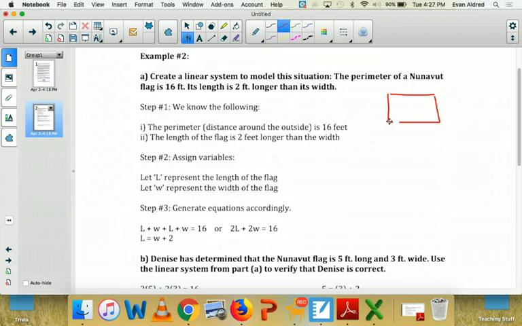Well, we know that perimeter is the distance around the outside of something. So if you think back, we can remember that perimeter is 2L plus 2W, or L plus W plus L plus W. So P equals 2L plus 2W. 2 times the length plus 2 times the width. That will give us the distance around the outside of this rectangle. We know that the perimeter of the flag is 16 feet.